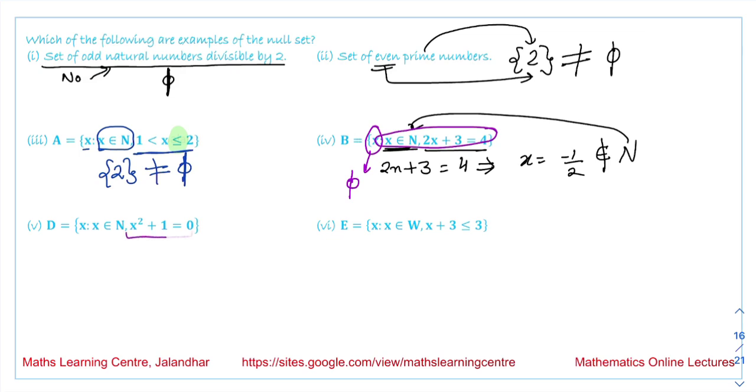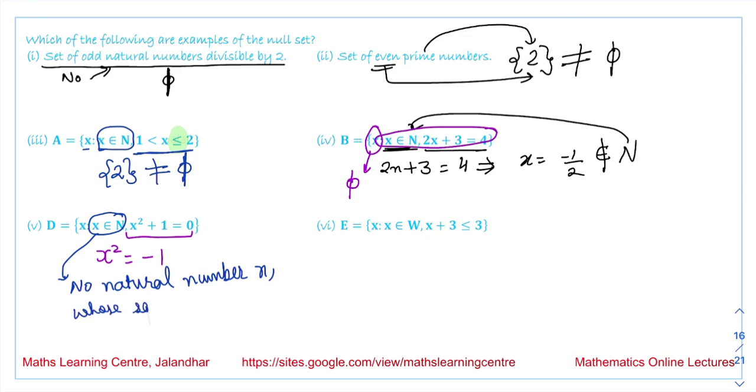Next is x square plus 1 is equal to 0. It means x square is equal to minus 1. And we know that there is no natural number x whose square is minus 1. It means this set is equal to the empty set.